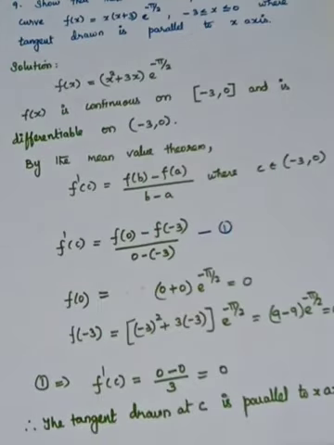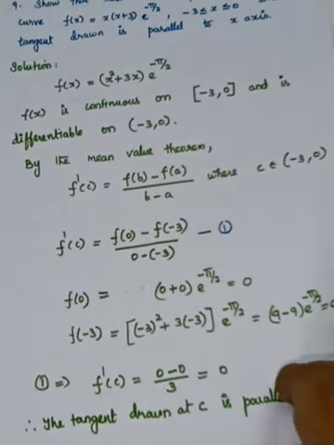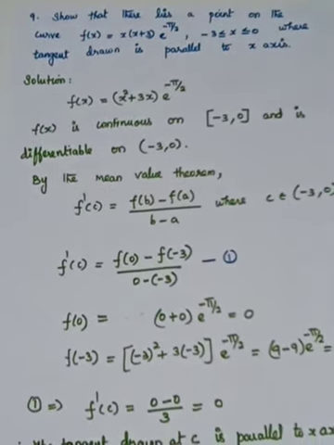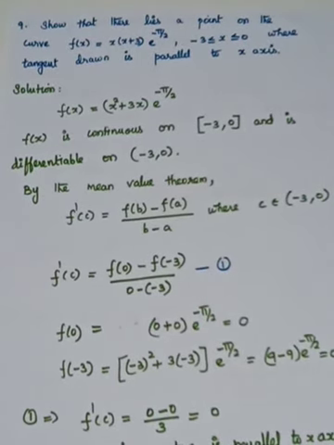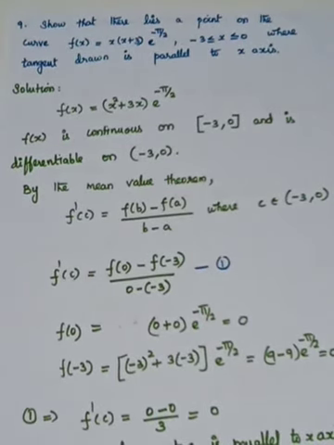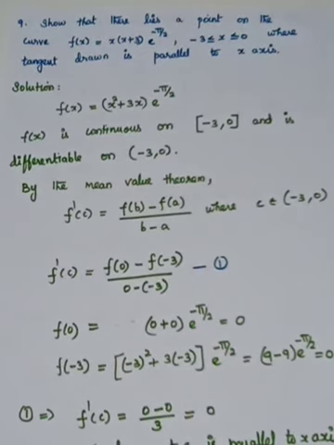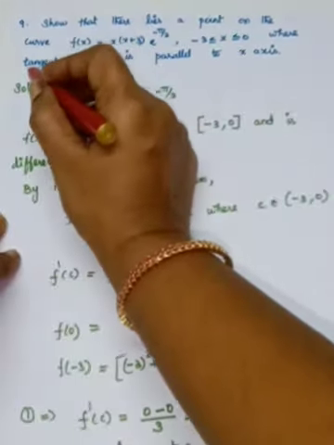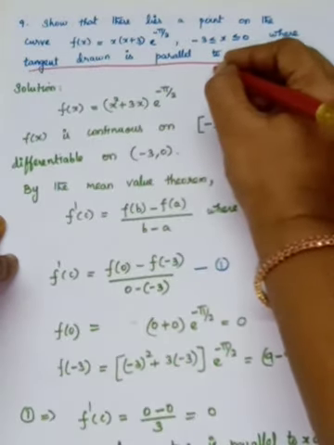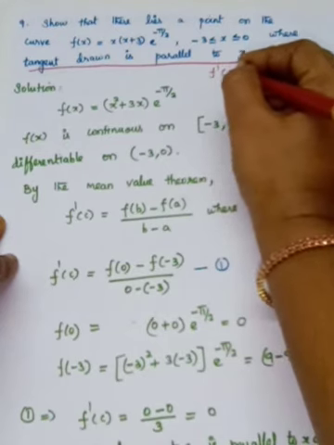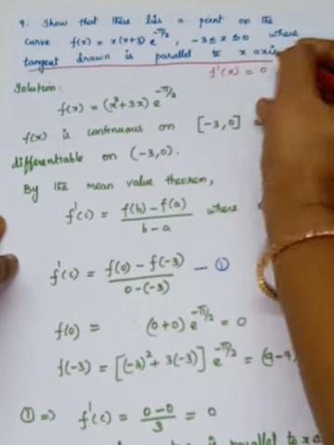The next one, ninth problem. Show that there lies a point on the curve f of x is equal to x into x plus 3 e power minus pi by 2, for minus 3 less than or equal to x less than or equal to 0, where the tangent is parallel to x axis. If the tangent is parallel to x axis, it means you have to show that f dash of x is equal to 0.